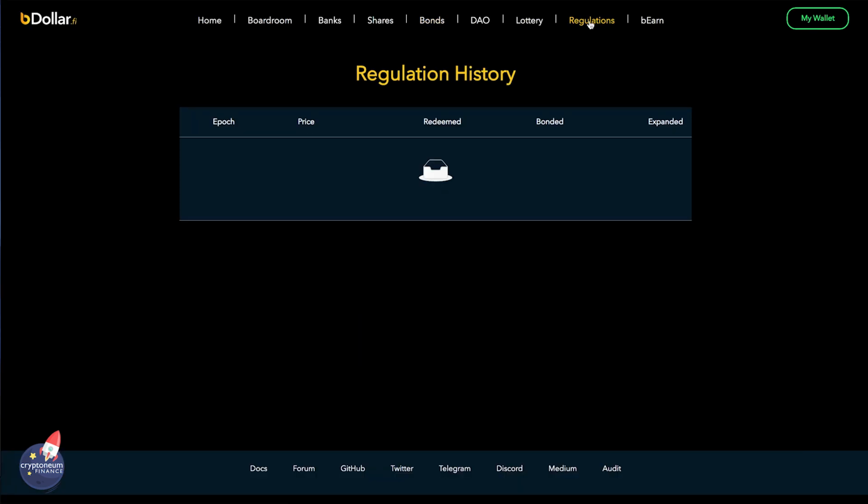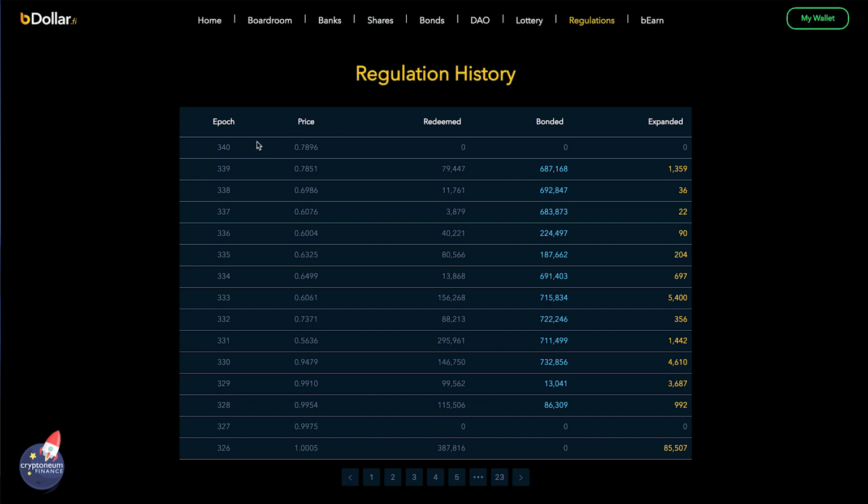Let's go over now to regulations, and this is where you see the system at work. An epoch is every 6 hours or so, and what it does is it rebalances, or it shows exactly the time block and what has happened during that time block. Under regulations, we are on epoch 339, or this is the last 6 hours that passed. The price of the bDO share was 0.7851, and you can see that it has been increasing already. It went all the way down here to 0.56, but it has been increasing.